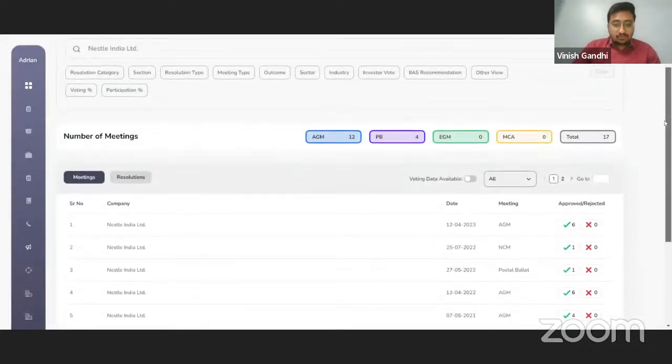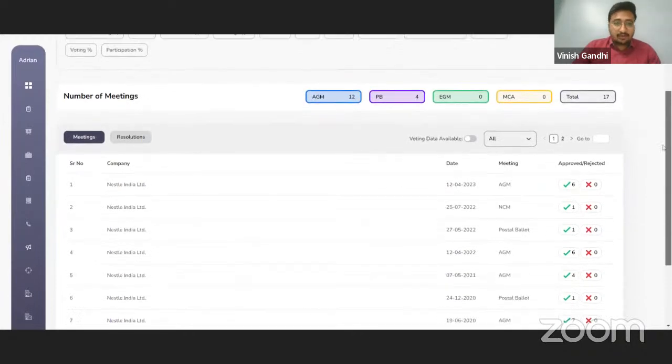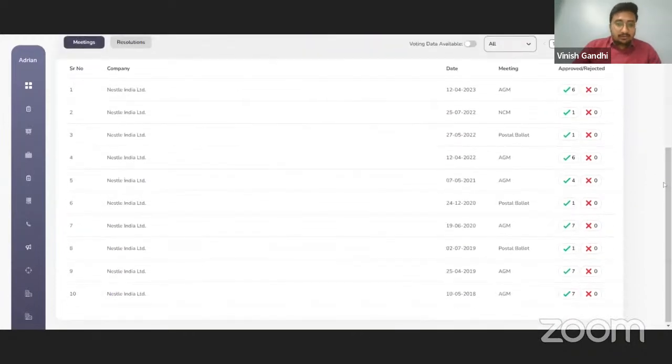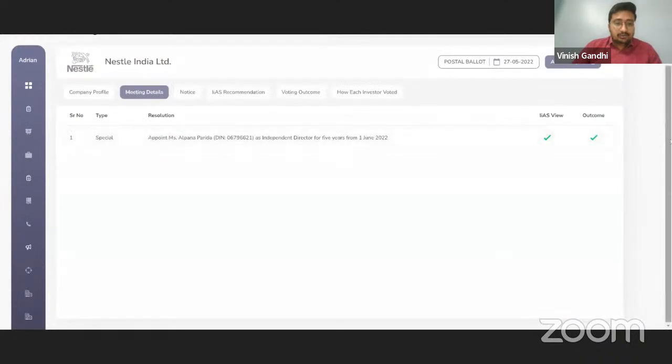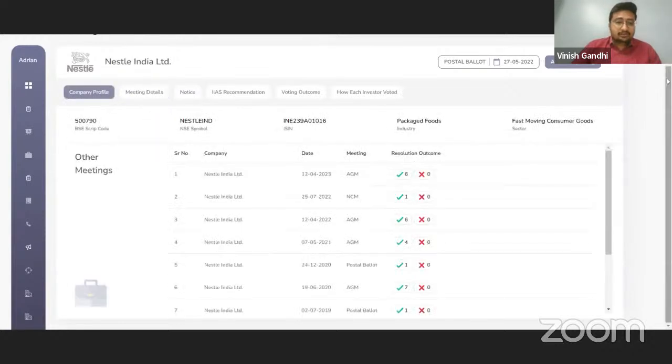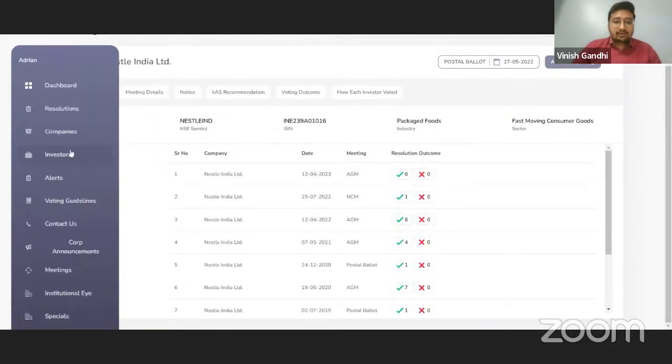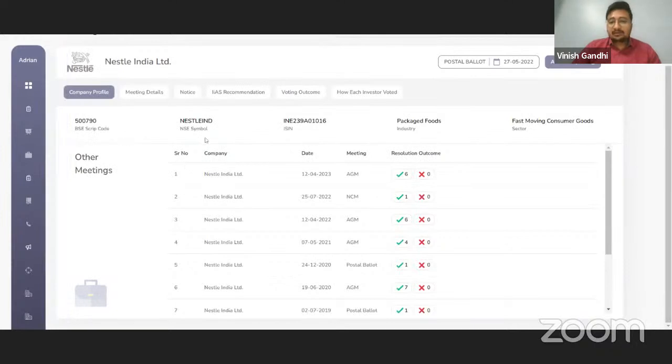What this also shows you is all the meetings that we've covered so far. For our purpose, I'm going to take you through one of these meetings and show you what all data is available on this tool. So the first thing that we capture over here is the profile of the company, which will show you the scrip code, the NSE symbol, the ISIN number, and the sector and the industry that this company operates in.